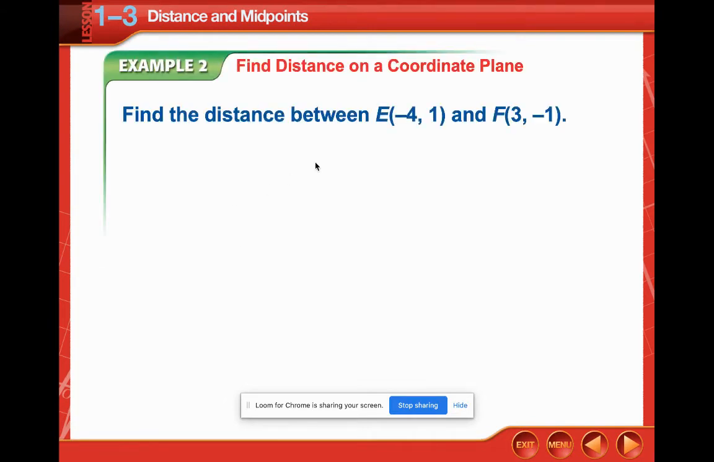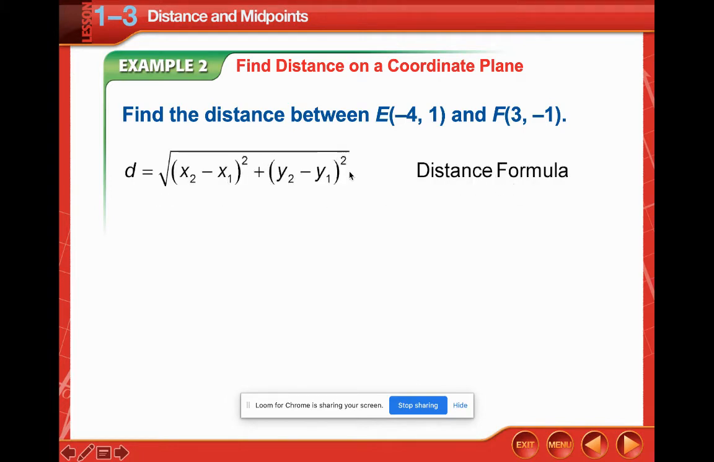Let's try it out. Find the distance between -4, 1, which is E, and F, which is 3, -1. So -4, 1 would be our x1, this would be our y1, this would be our x2, and this would be our y2. All right? Copy down the distance formula.